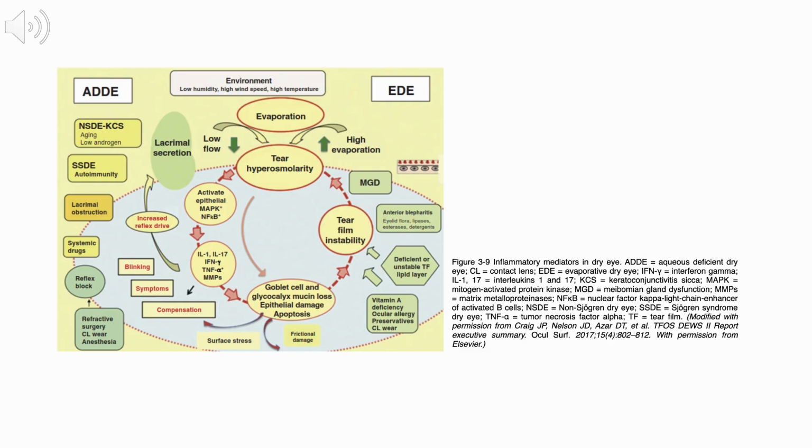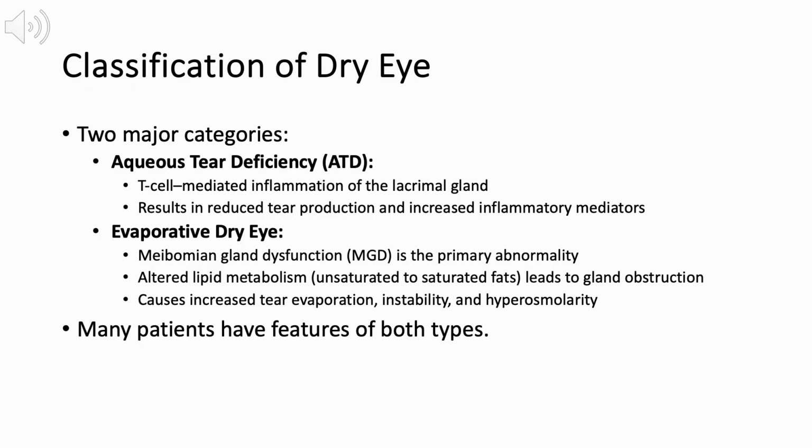chronic ocular surface inflammation. As previously mentioned, dry eye disease is classified into two primary categories: aqueous tear deficiency and evaporative dry eye. Aqueous tear deficiency results from T-cell-mediated inflammation of the lacrimal glands, which leads to decreased tear production and an increase in inflammatory mediators. In contrast, evaporative dry eye primarily involves MGD, where altered lipid metabolism, specifically a shift from unsaturated to saturated fats, leads to gland obstruction.